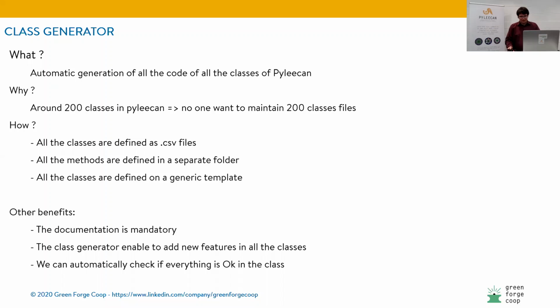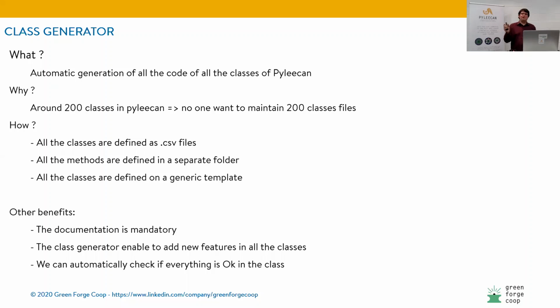And last but not least, you will see that in the CSV file, you will have the type and minimum and maximum for all the properties. The idea is that we want to have some very constrained classes in Pyleecan. Normally in Python, you are able to do everything you want with your object. You can add some new properties.